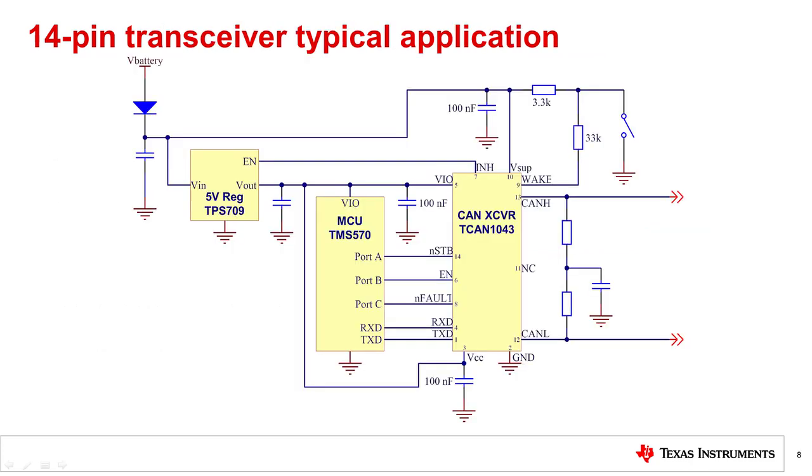Here is a typical application for a 14-pin CAN transceiver. We can see that the same basic circuitry as the 8-pin application is featured here, but there is additional interfacing for enable, fault, wake, supply voltage, and inhibit.